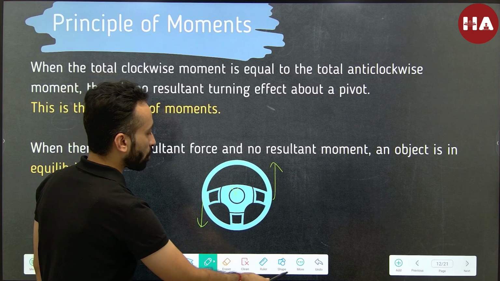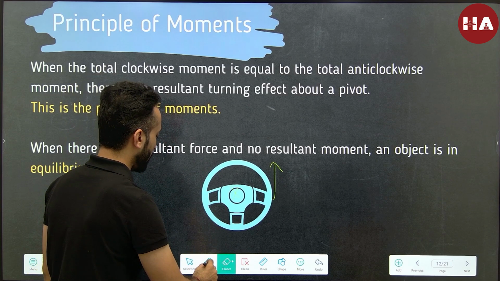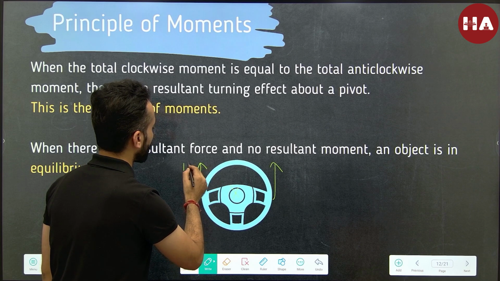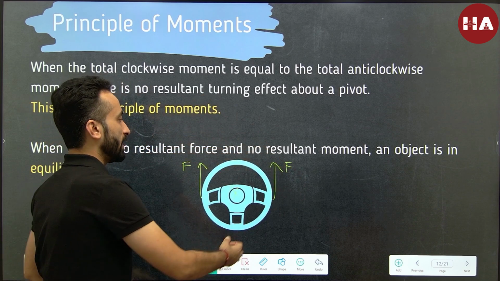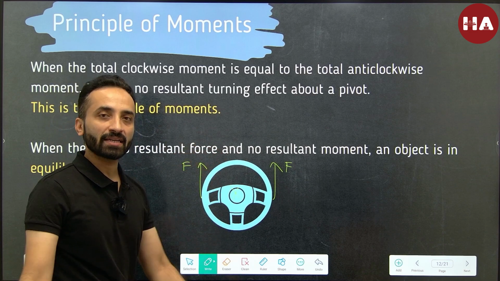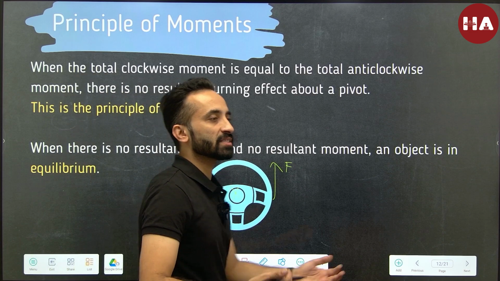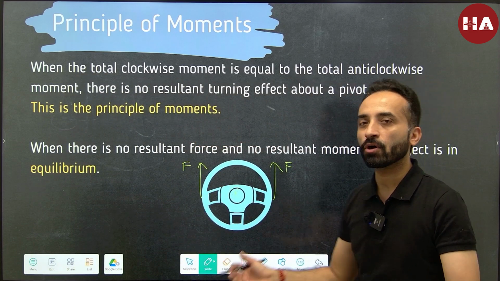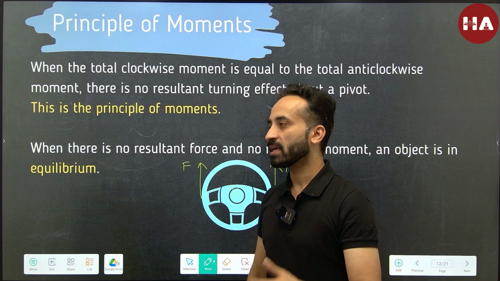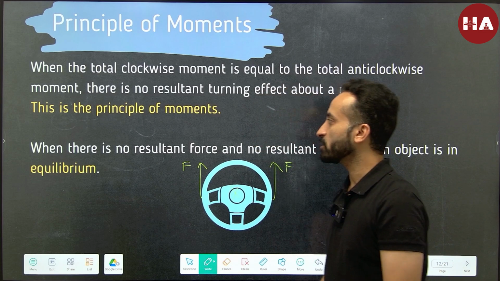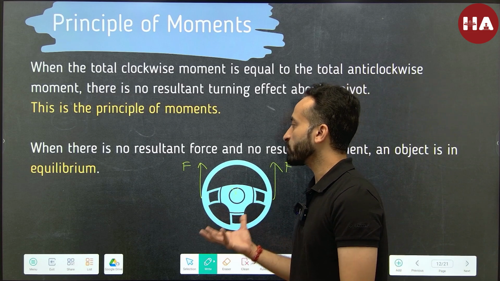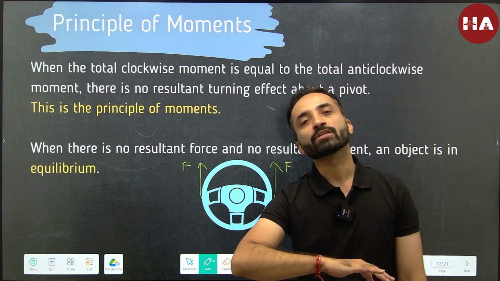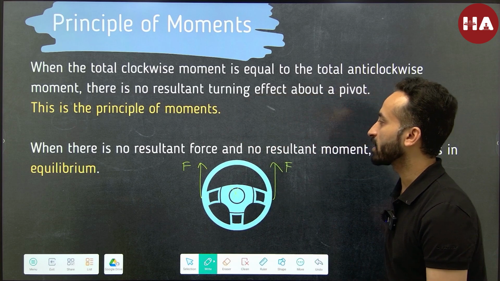On the contrary, let's say if I make it like this, so this force wants to rotate it clockwise and this force wants to rotate it anti-clockwise. So if the clockwise and anti-clockwise torque balance off each other, like they are equal and obviously they are opposite, then we call it the principle of moments, and that is when we say that it is not going to rotate. Okay, keep that in mind.